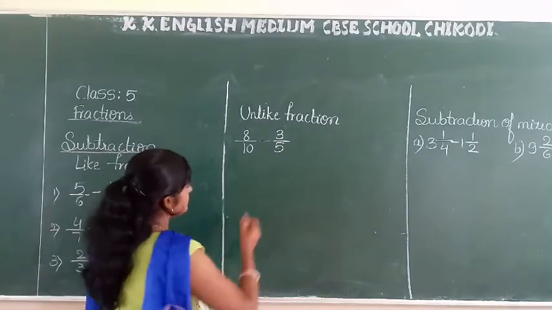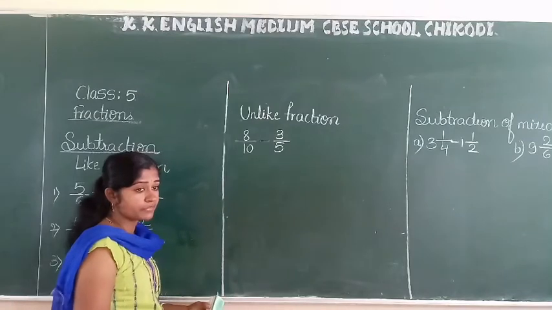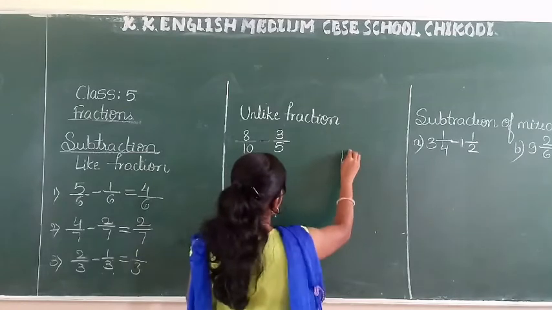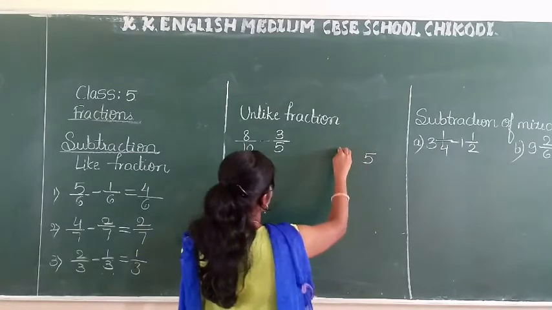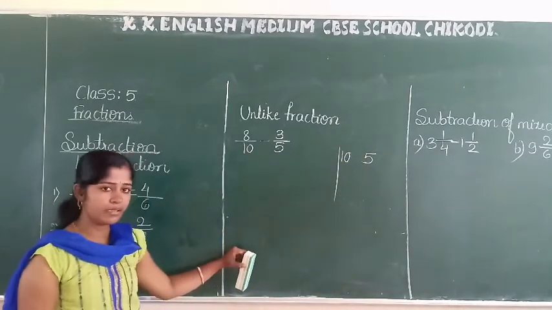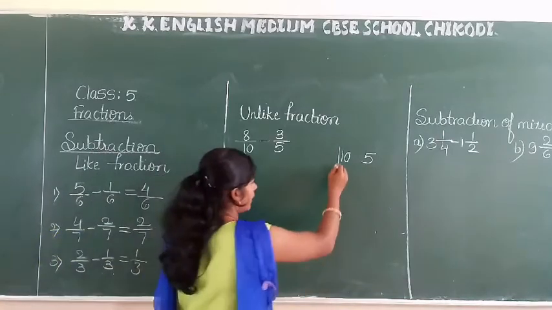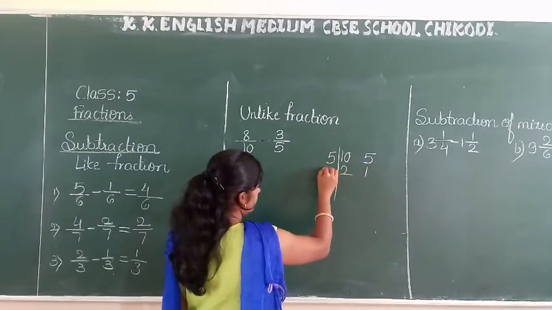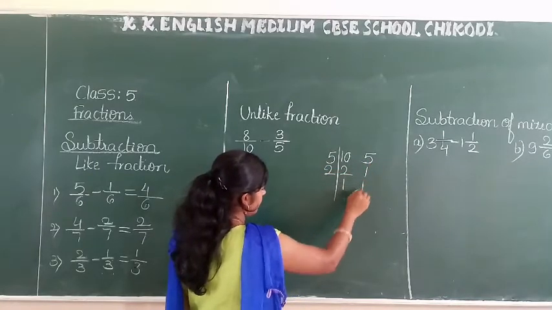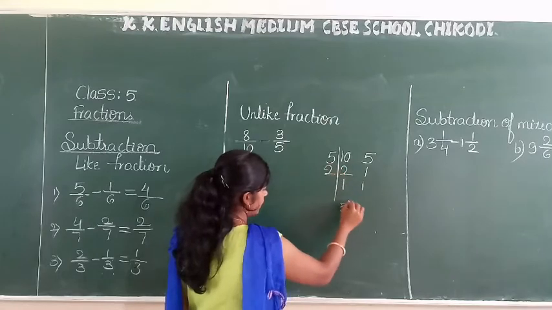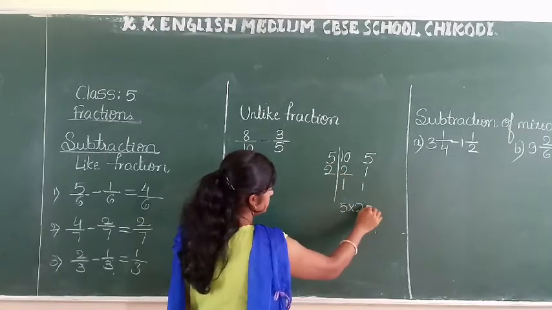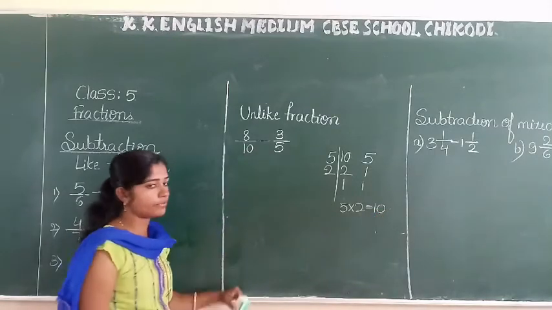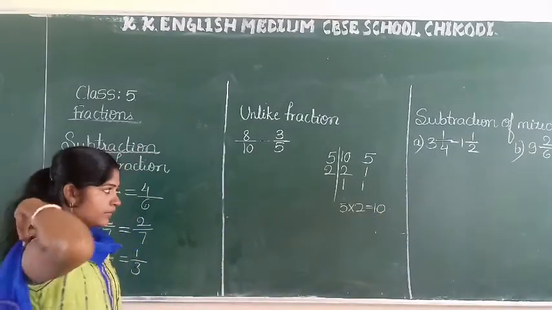8 by 10 minus 3 by 5. What is there here? First step, we have to take the LCM. Take 10 and 5. Then tell me, both are there in the same table? Yes. In which table? The table of 5. 5 ones are 5, 5 twos are 10, 2 ones are 2, 1 as it is. 5 twos are 10. The LCM of 10 and 5 is 10.